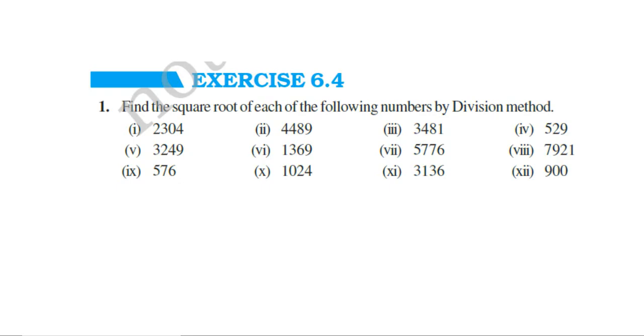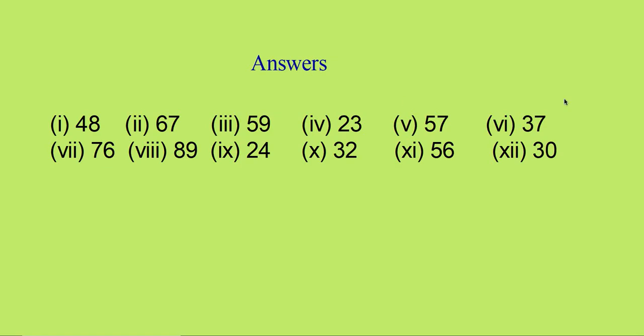Here is your exercise 6.4. Find the square root of each of the following numbers by division method. The first question, 2304. We have to place a bar over 04 and 23. Now proceed as we discussed in this class. Here are the answers. Do verify yourself.